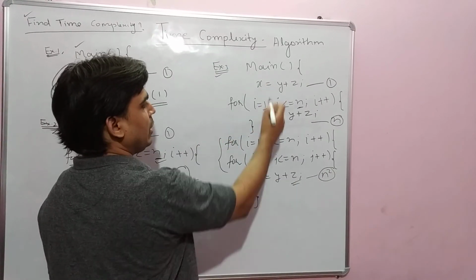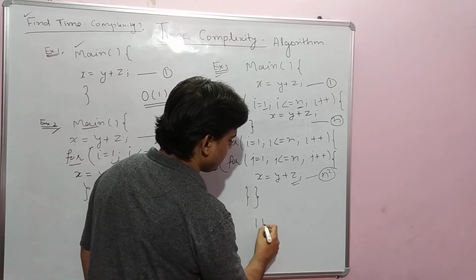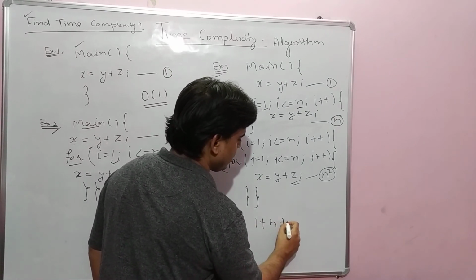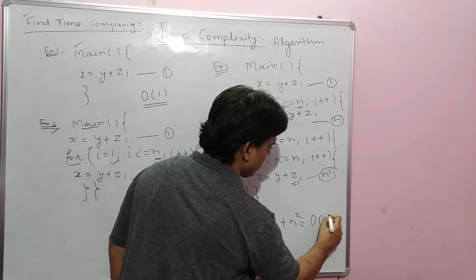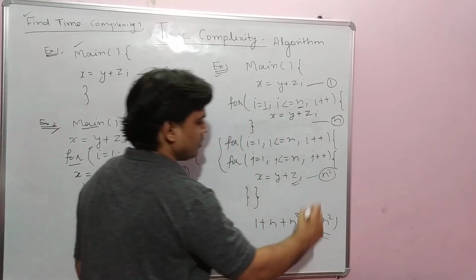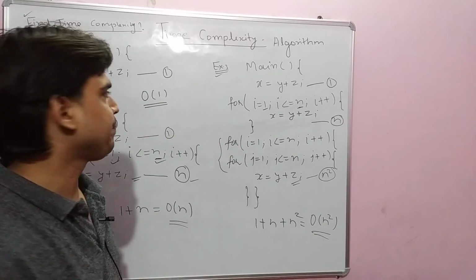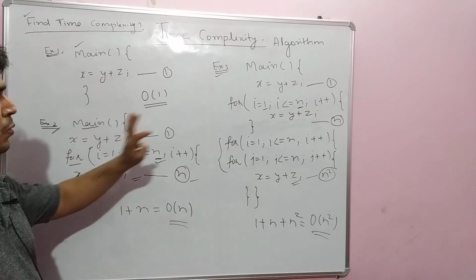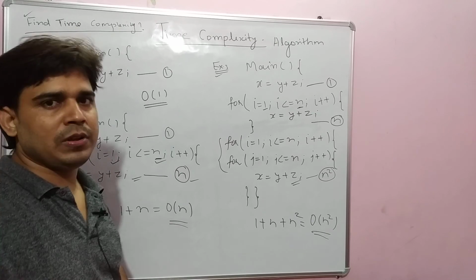So what is the time complexity of this program? 1 plus n square. It would be order n square. So this is the time complexity of this program. These are the three programs, and we have discussed their time complexity.